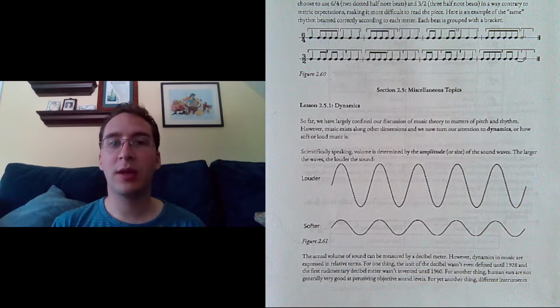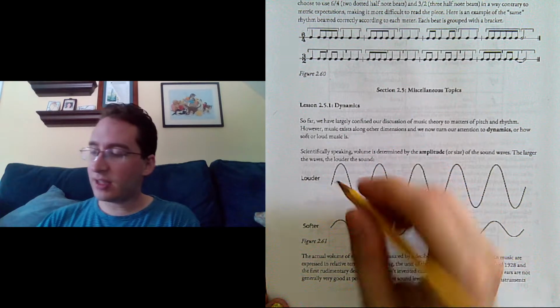So far we've been focusing pretty much on the pitch, how high or low, and the rhythmic, time aspects of music. Today we're going to look at another expressive dimension known as dynamics or volume.